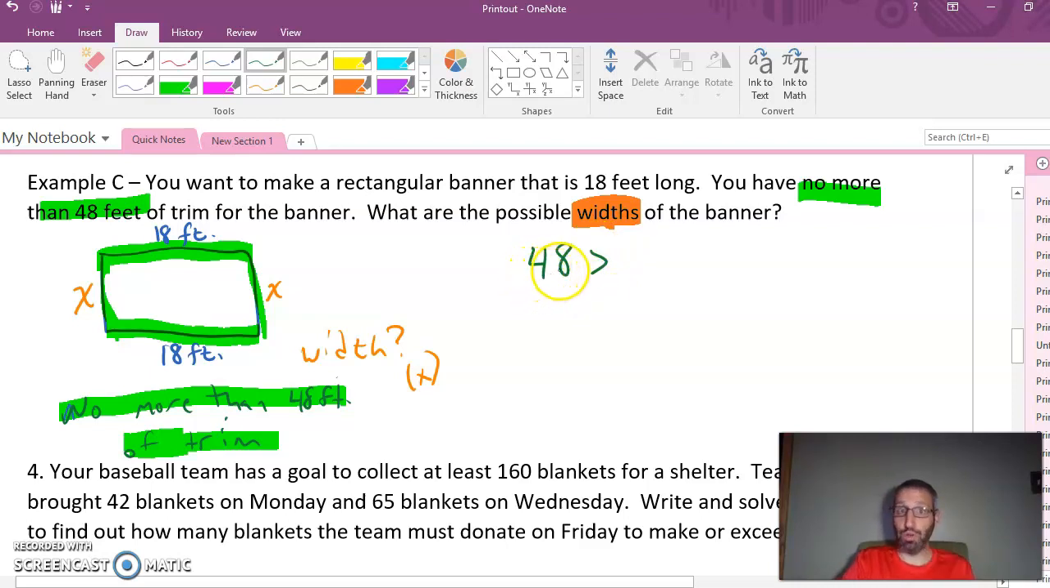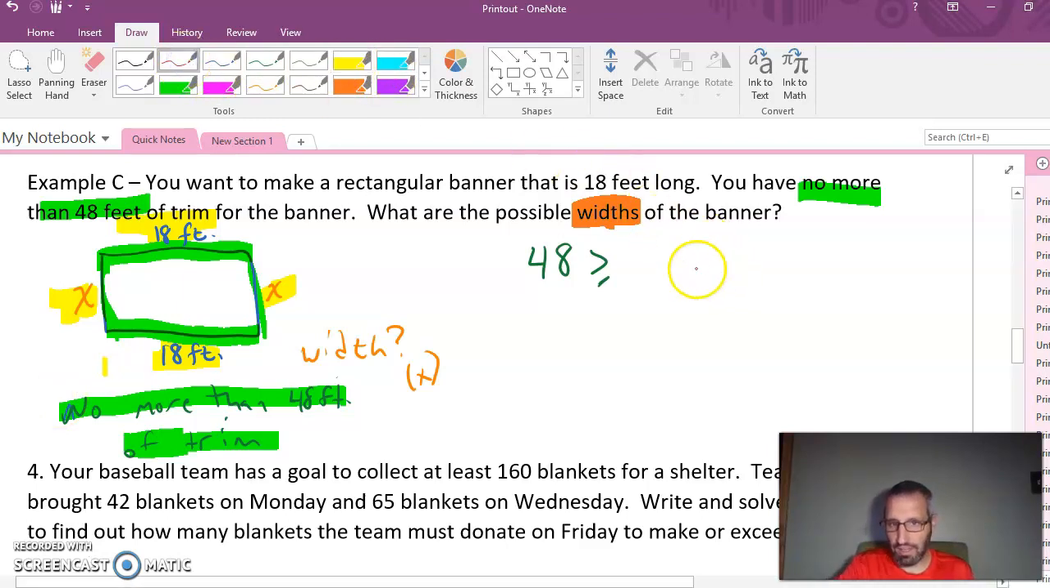Now, can I do 48 feet itself? Yes, absolutely. I don't want to be more than 48 feet. I can be 48, but not more than 48. So I'm going to throw that equal to sign underneath it. And now, if I'm thinking about trim, that means I'm adding up these sides here, right? I've got to have a side on this side, a side on this side, a side on this side, and a side on that side. So I'm going to add up all of those and hopefully not get beyond 48.